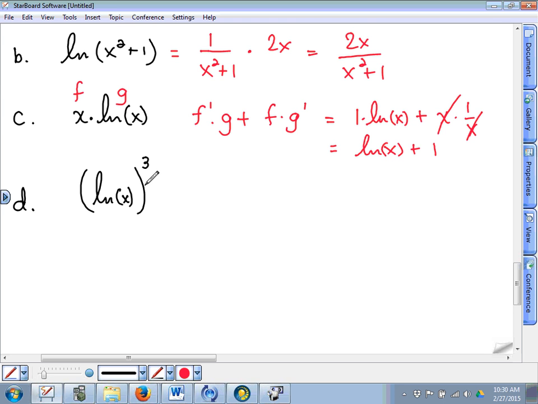Oh, I see what you're saying. Not quite. That's a good idea, but not quite. This is a chain rule, but you have to be careful on what you're calling the outer function, what you're calling the inner function. What's the outer function?